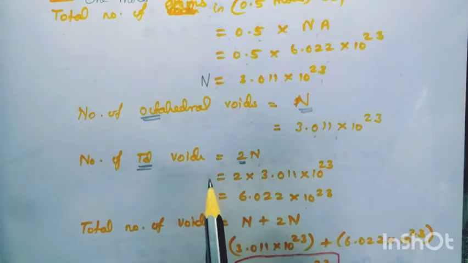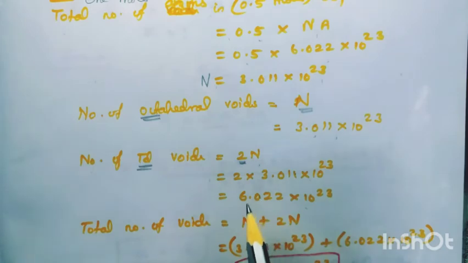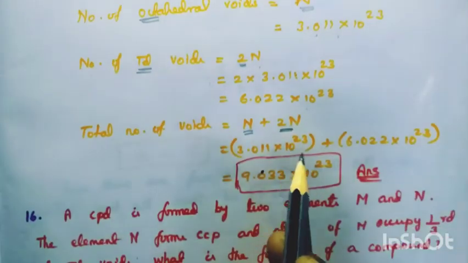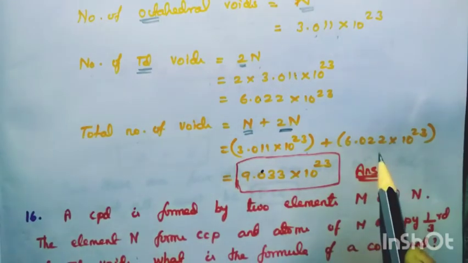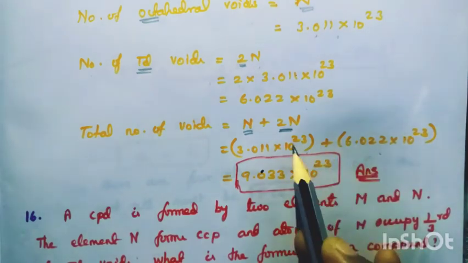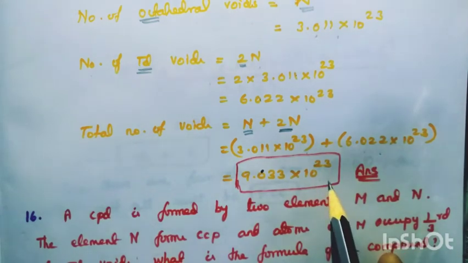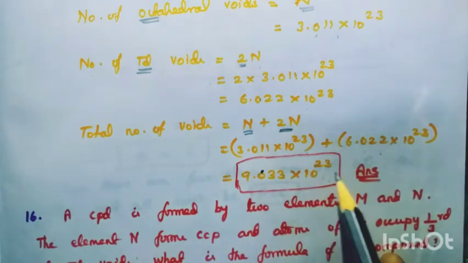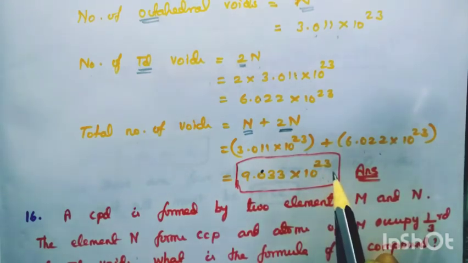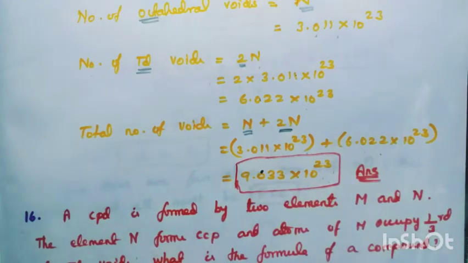Now, what we need is the total number of voids. The total number of voids is the tetrahedral plus the octahedral. The octahedral value is 3.011 × 10^23 and the tetrahedral voids are 6.022 × 10^23. You have to add these. This is the answer: the total number of voids in 0.5 mole of HCP structure.